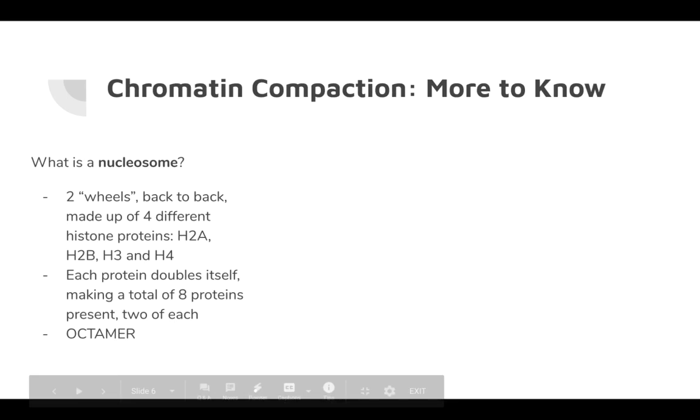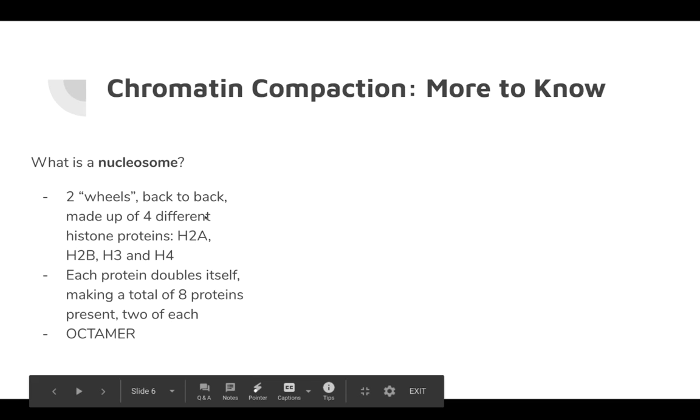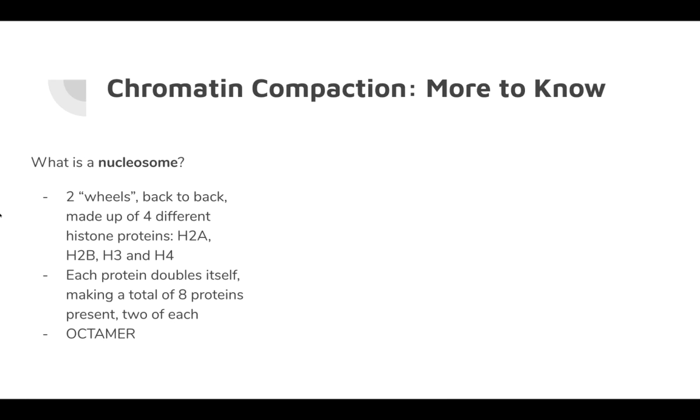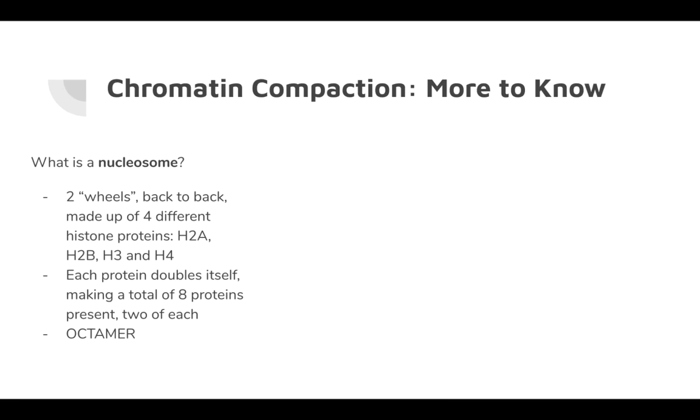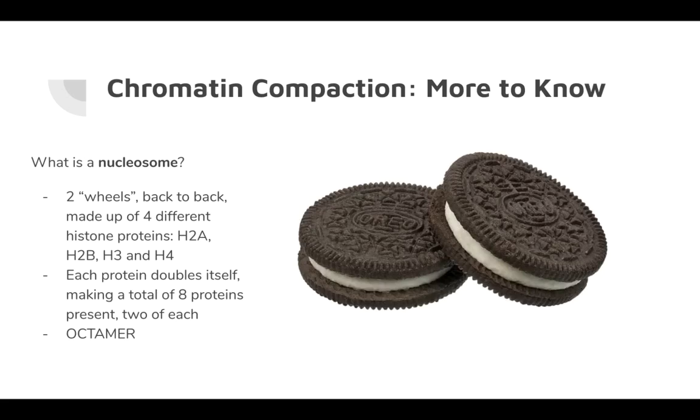Now here's something else we need to know. What did I mean by nucleosome and the wheels and the doubling of proteins? What does that all mean? Essentially we have these two discs or two wheels that are back to back, and each is made up of 4 different histone proteins: H2A, H2B, H3, and H4. Now when I say each protein doubles itself, making a total of 8 proteins, we form an octamer.